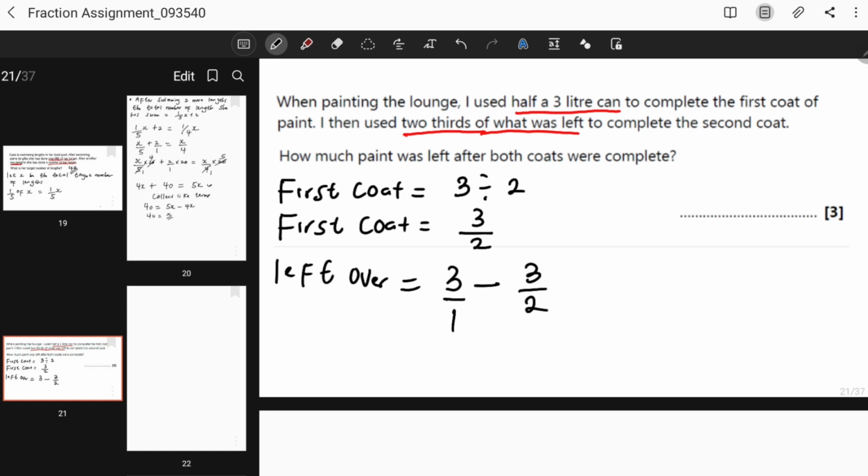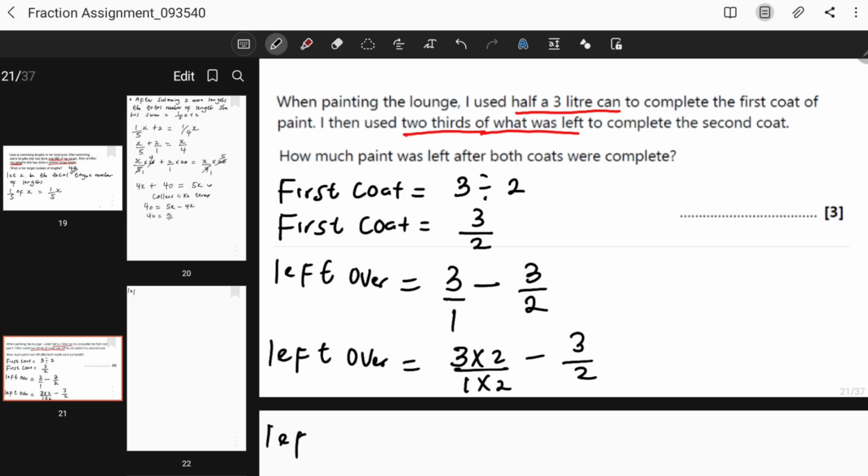will now be the 3 liters we started with minus the amount they used for the first coat. Remember, you can easily change it to 1 here, right? So let's apply our equivalent fraction like I always say. So we have leftover is equal to, what can I do so that I get 2 here? To add or subtract, I keep saying this, the denominators must be the same. So I'm going to do 3 times 2 over 1 times 2 minus 3 over 2. No, there's no need multiplying this one, sorry. So this should be 3/2.